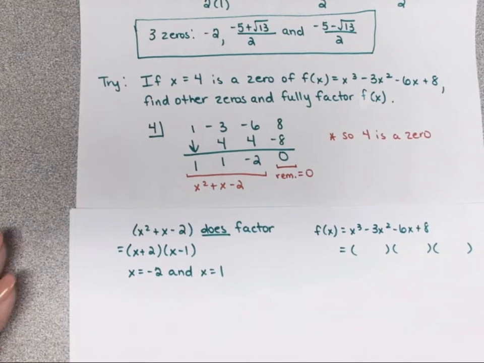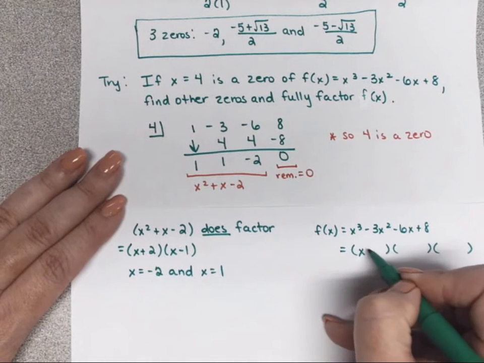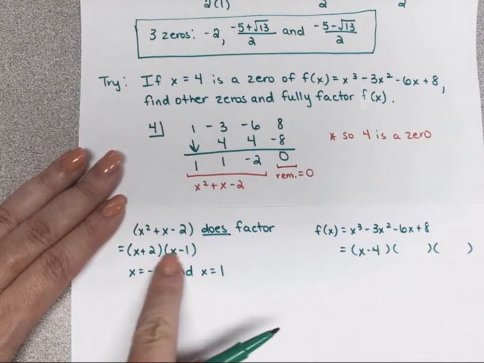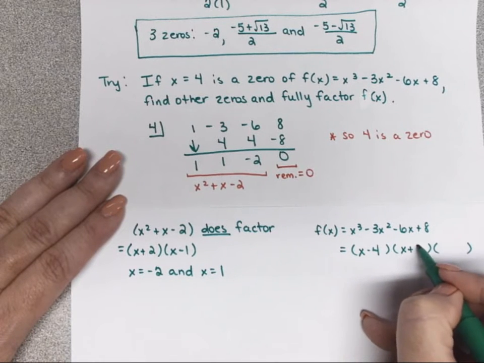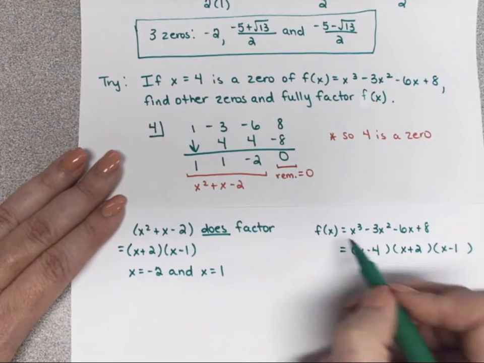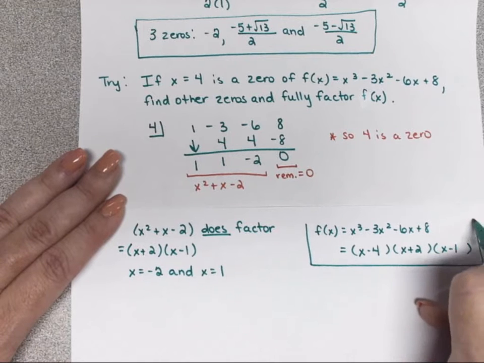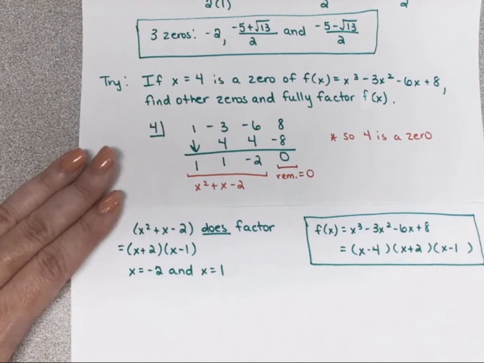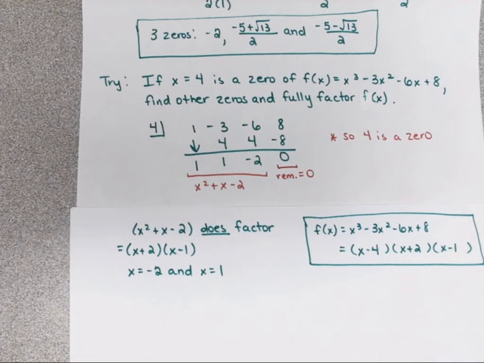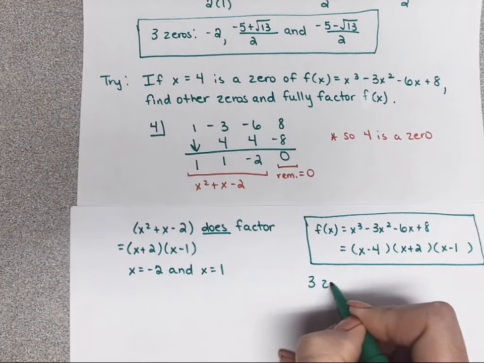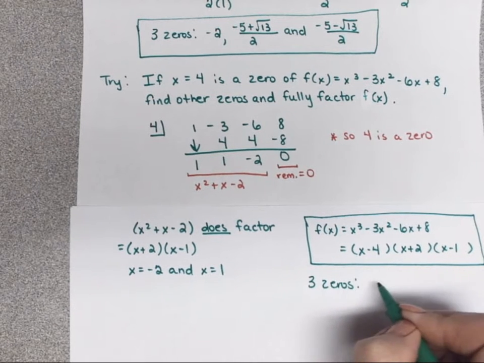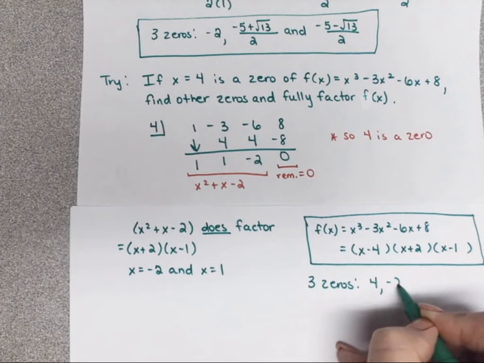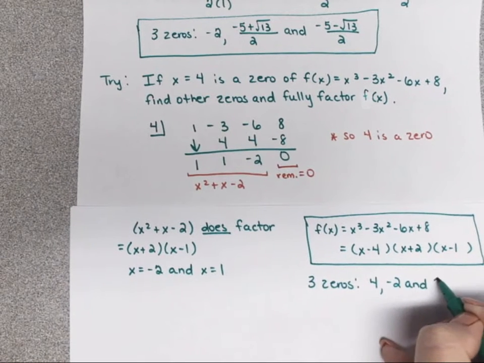So what was my 4 going to look like? x minus 4, right? I got my other 2 pieces here, right? x plus 2, x minus 1. Okay, so that's part of what I asked for. So if you didn't quite have the last 2 things factored out, then you just need to kind of make that adjustment. Okay, and then the 3 zeros, all of which are actually nice in this one. The 3 zeros were 4, negative 2, and what else?